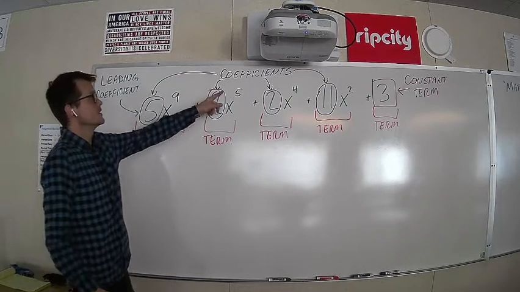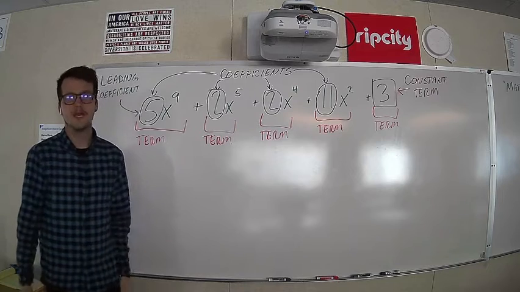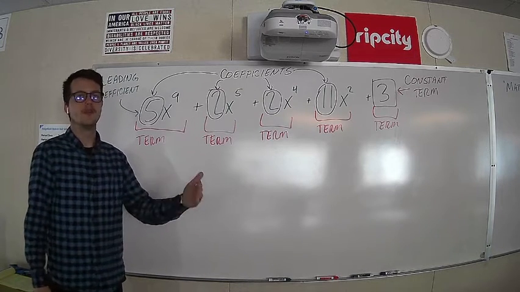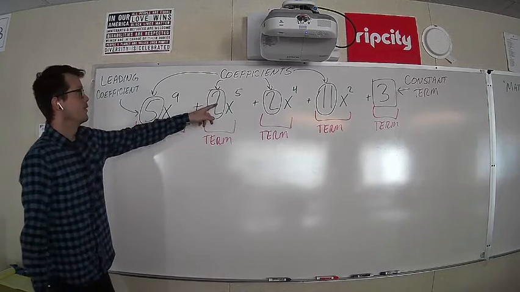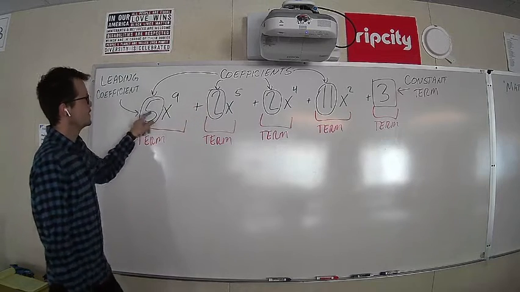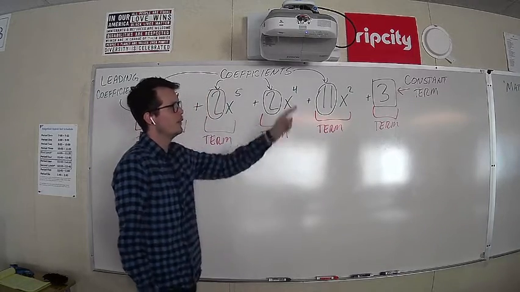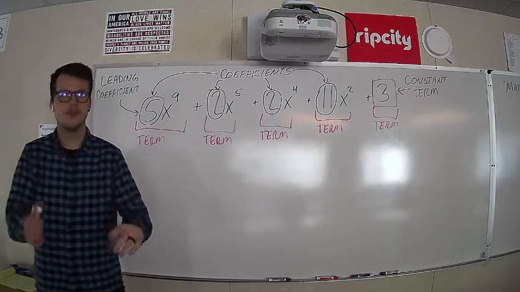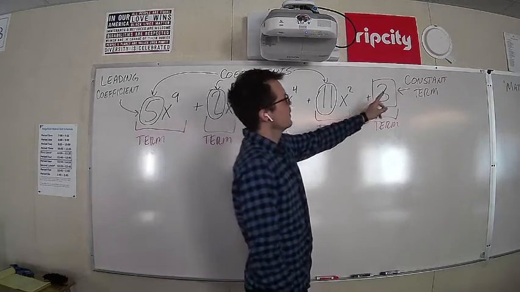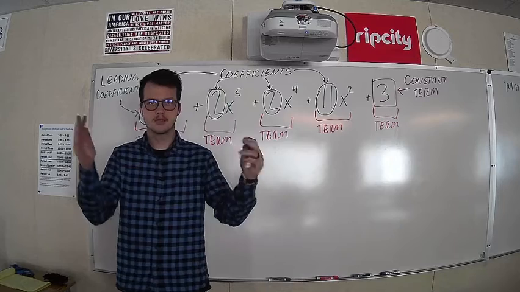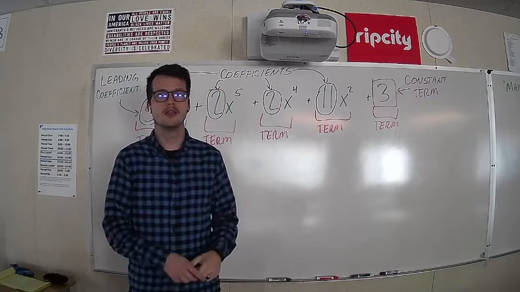Next, we have coefficients. All 4 of these terms have coefficients. That's just the number in front of the variable, so it's the number that the variable is being multiplied by. They're labeled here in purple. The coefficient here is 5. The coefficient here is 2. This one's 2. This one's 11. And again, that one does not have a coefficient. There's no variable. Let's talk about that one. This is our constant term. It's the one that never changes no matter what the variable is. 3 is going to be 3 all day long.